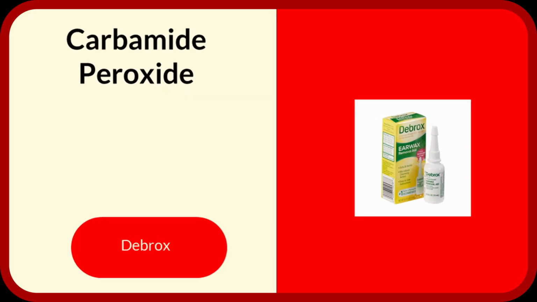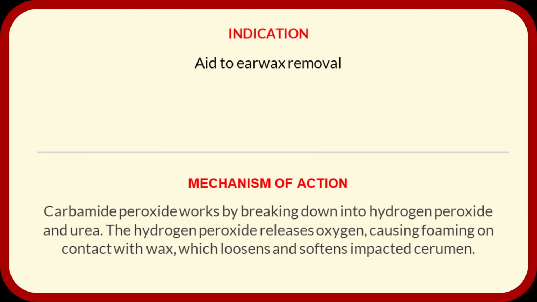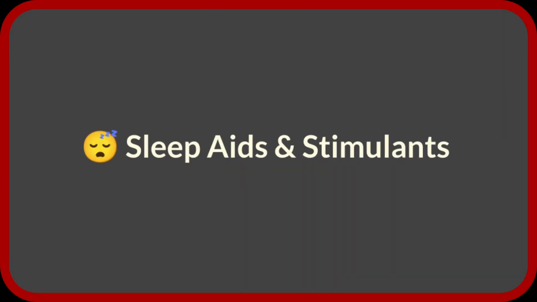And for otic or ear care, carbamide peroxide, with the brand name Debrox, is used as an aid to earwax removal. Carbamide peroxide works by breaking down into hydrogen peroxide and urea. The hydrogen peroxide releases oxygen, causing foaming on contact with wax, which loosens and softens impacted cerumen.